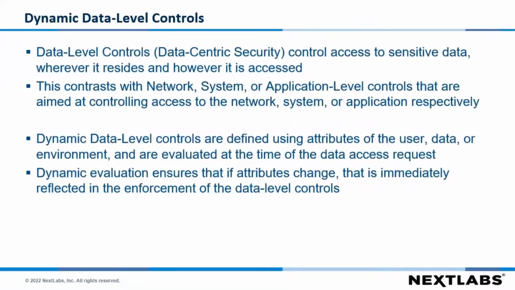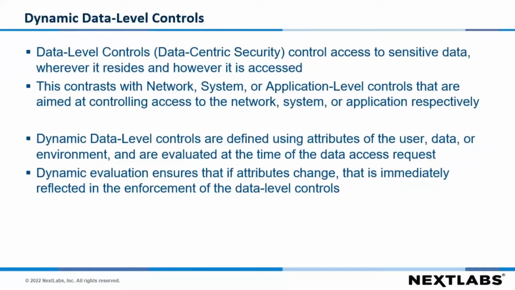So going into these in a little bit more detail. So for dynamic data level controls, we specifically want to draw a contrast to network, system, and application level controls that are aimed at controlling access to a network, a system, or an application. We're not saying that you shouldn't be using those types of controls, that you shouldn't be using network-based security or application-level security, but you should be implementing data-level controls and having data-centric security to complement those network controls. It's best to have multiple layers of security in any system, just to make sure that you have multiple ways that unauthorized access would be stopped.